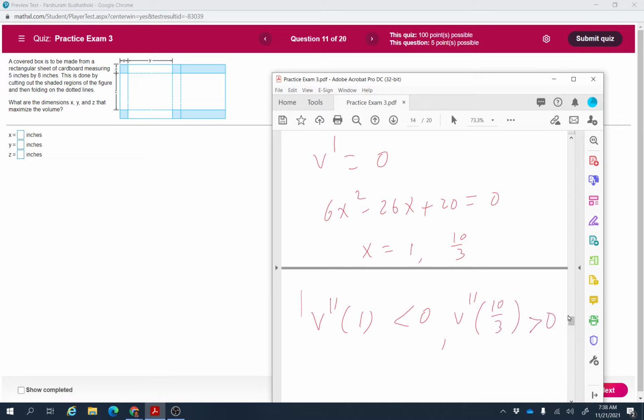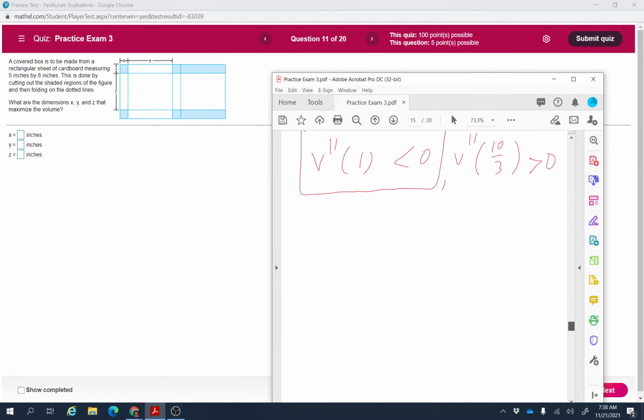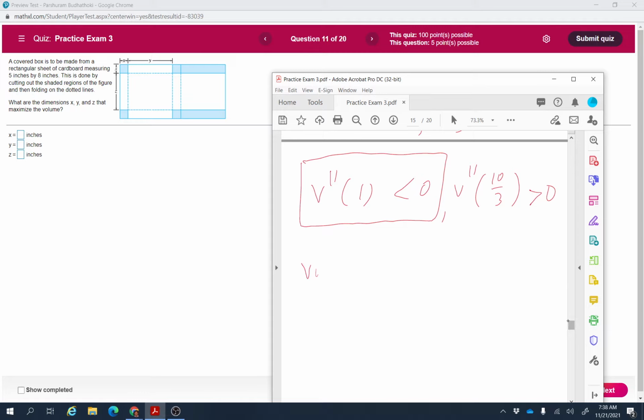So the meaning is the second derivative is negative at 1. So 1 is a critical point, and we can say that the volume would be maximum when x is 1. Volume is maximum when x equals 1.